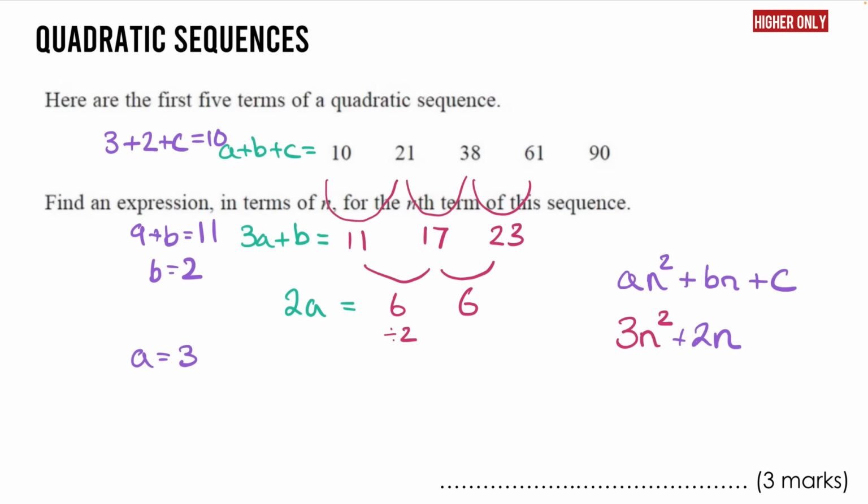That's 5 plus c, so c has to equal 5. So that's plus 5 at the end, as it was positive 5. So our final answer is 3n squared plus 2n plus 5. And there we go, there was the nth term of a quadratic sequence.